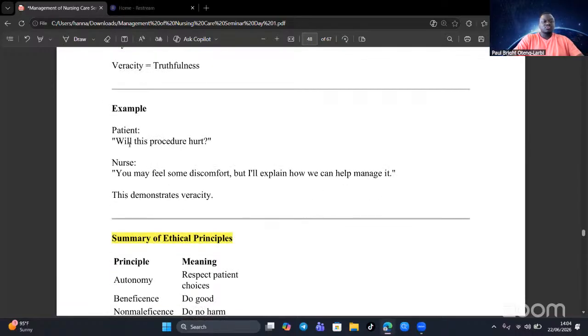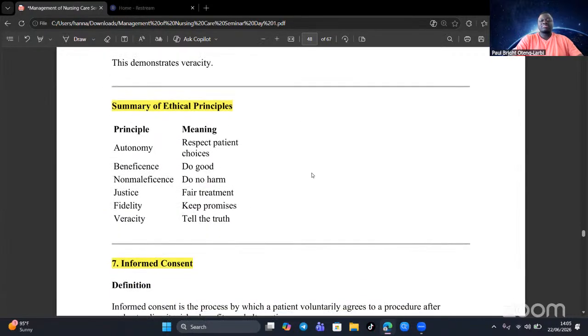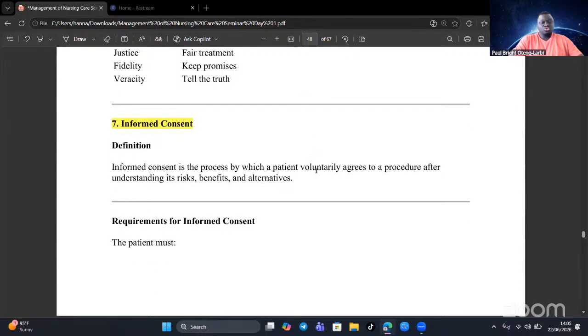Patient: Will this procedure hurt me? The nurse responded, you may feel some discomfort, but I will explain how we can help manage it. This demonstrates what? Veracity. Okay. Yeah. So these are the ethical principles you should know.